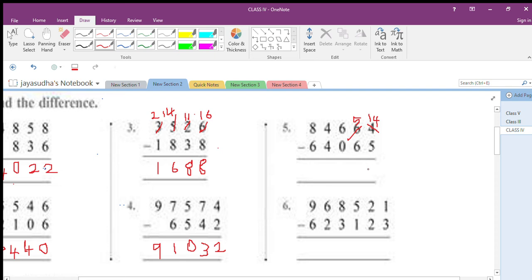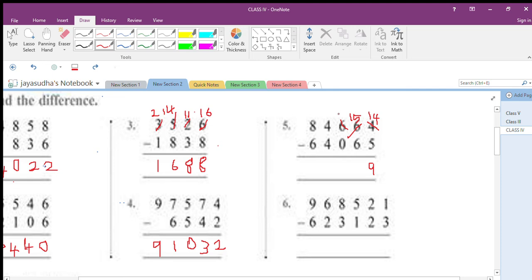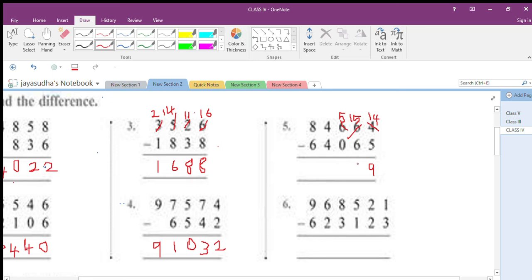14 minus 5 is 9. Then here 5, here 6. So 5 is a smaller number, so you can't subtract the greater number. So you have to borrow again one from the next column. This 5 will be 15. This 6 becomes 5. Okay, now 15 minus 6, what? 15 minus 6 is 9.